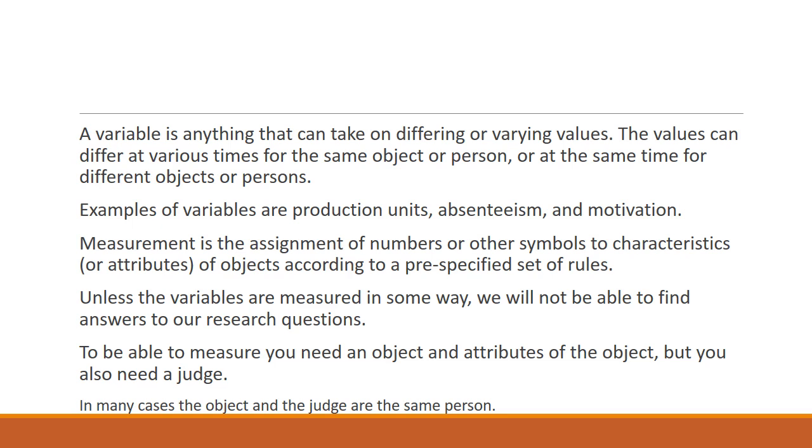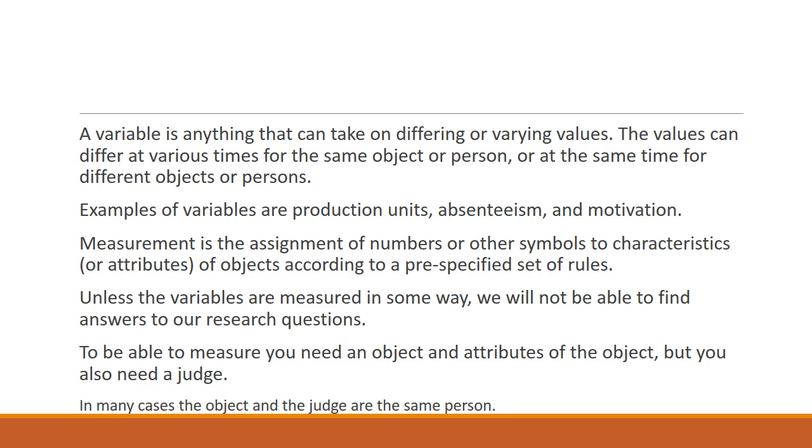Slide number one starts with the concept of a variable. A variable is anything that can take on differing or varying values. This is the very definition I have taken from chapter number 5, the theoretical framework, just for your better recall, so that you can relate it better. A variable is anything that can take on changing or varying values. The values can differ at various times for the same object or person.